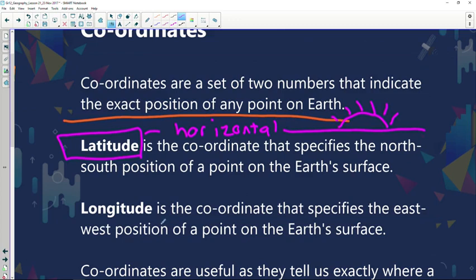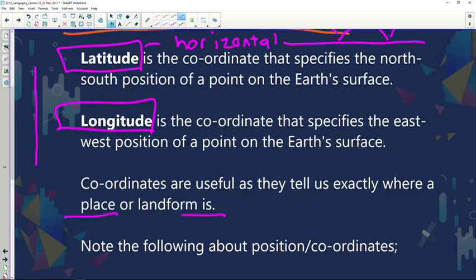And then the longitude that we use for coordinates shows us the east and west position, and those are the vertical lines. People get confused between the two because longitude runs from north to south, but it's the latitude lines that run horizontally, and the longitude lines are vertical lines, moving east or moving west. Coordinates are still very useful, like I've mentioned, we still use them today to find the exact place and landform.